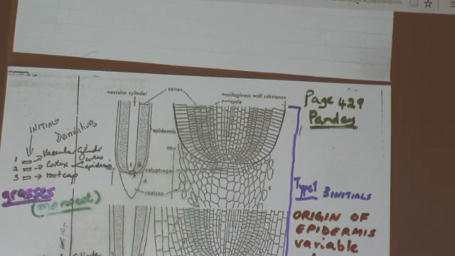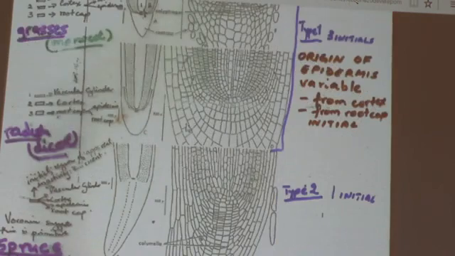Okay? The difference between that one and this one, both of them say three initials. The difference comes with the third initial. Let me say the second and the third initial. Here we said the second initial will give rise to the cortex and the epidermis. Here we are saying the epidermis is coming from the same initial that gave rise to the root cap. So the third initial gives rise to the root cap and the epidermis. This was observed in dicots.